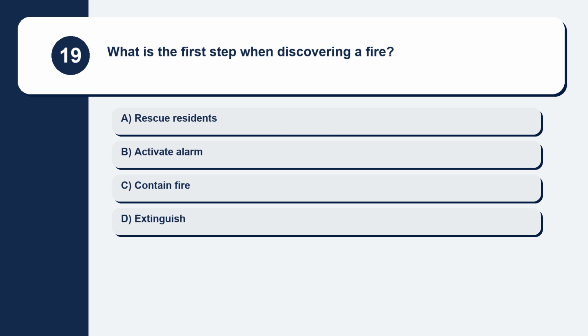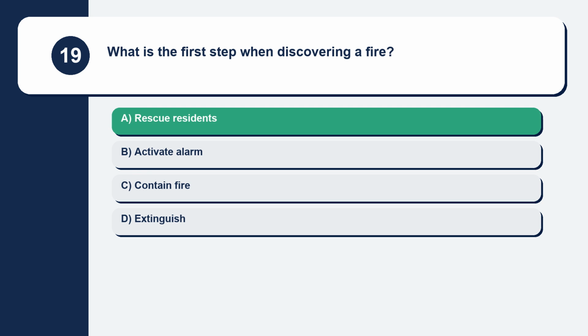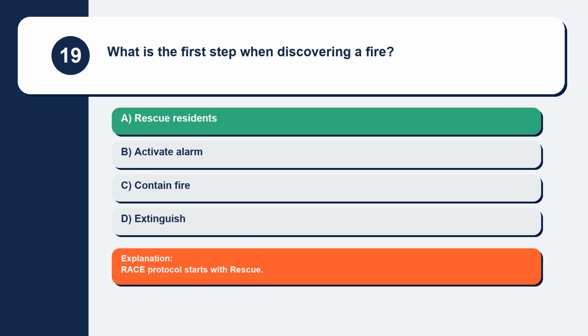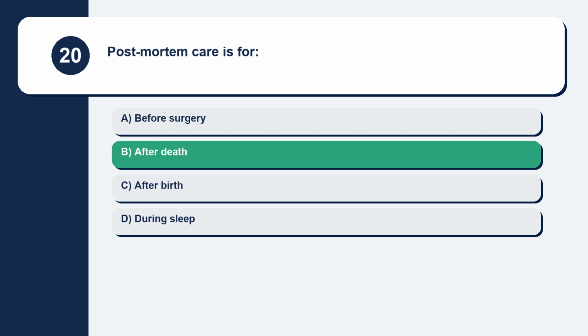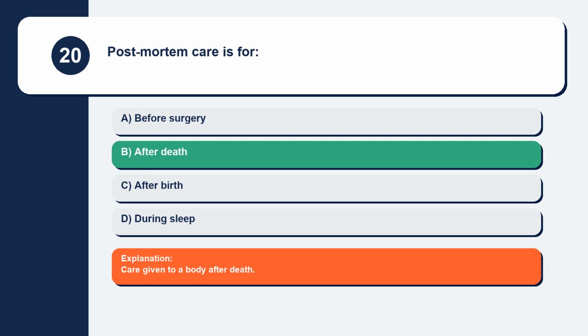Question 19. What is the first step when discovering a fire? Rescue residents, activate alarm, contain fire, extinguish. RACE protocol starts with rescue. Question 20. Postmortem care is for before surgery, after death, after birth, during sleep. Care given to a body after death.